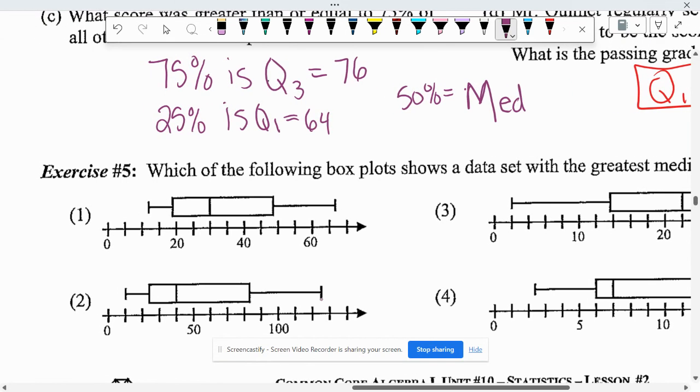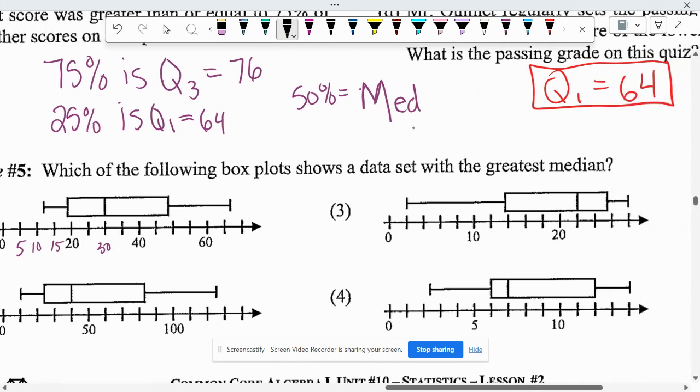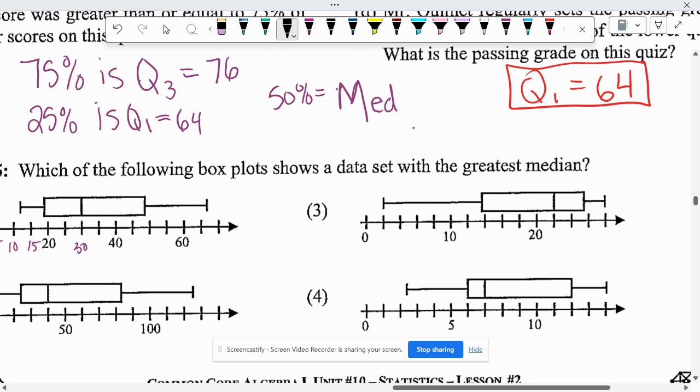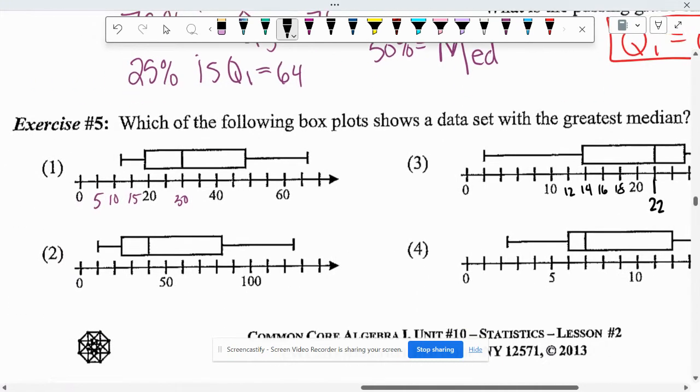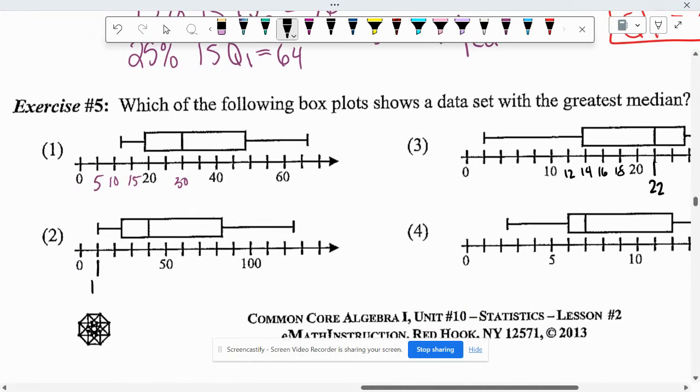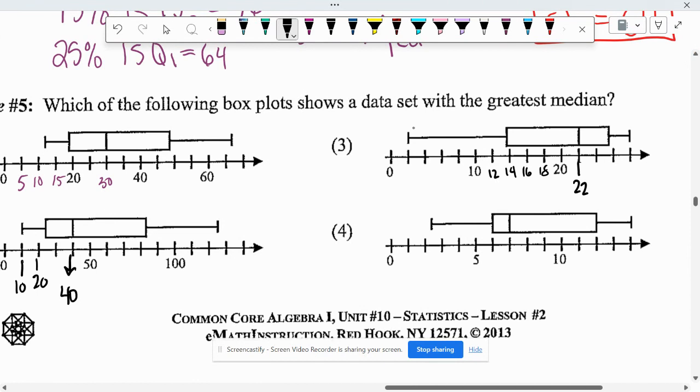What I want you to realize is, how are they counting? This one is counting by 5s. So this would be 30. Okay. What about number 3, Olivia? How is number 3 counted? This one is being counted by 2s. 12, 14, 16, 18. So this is 22, my median. It's counting by 10s. 10, 20. So this median is 40. And what about this last one? How are they counting? By 1s. So this median is 7.